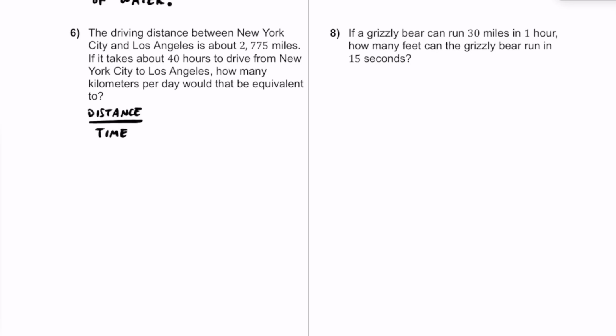All right, so I'm going to set up a ratio, or a rate rather, here, of distance to time. We know that it's going to be 2,775 miles, and that's going to be for 40 hours. And because we have so many different units going on here, I'm actually going to label that this is miles and this is going to be hours, just because it looks like we actually have to convert this into kilometers and days.